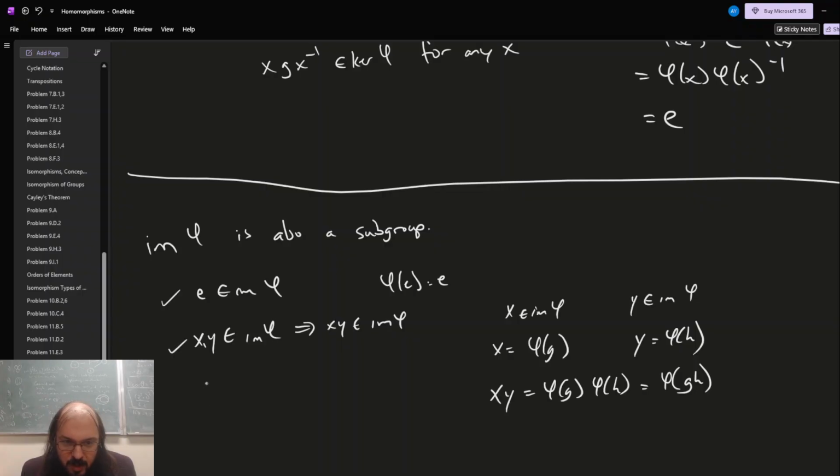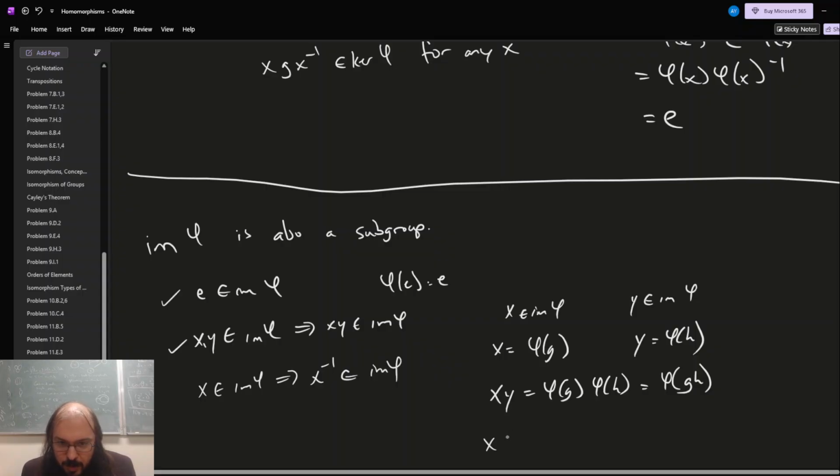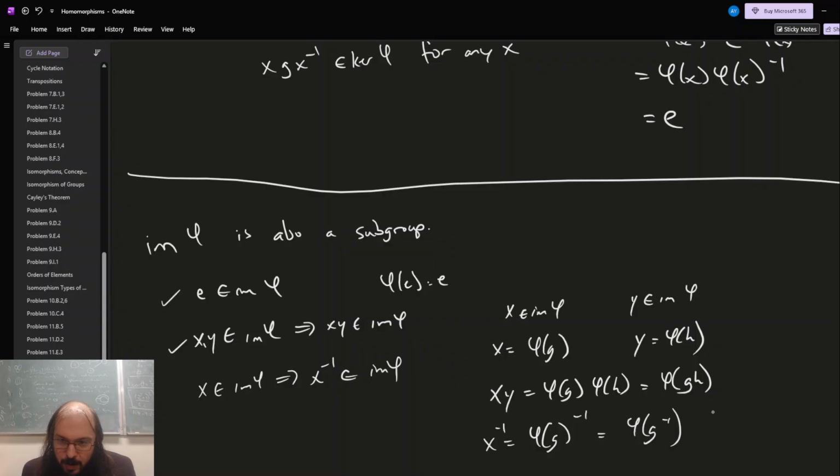Lastly, I need to prove that if x is in the image of phi, so is x inverse. But of course this is true because x equals phi of g, so x inverse is phi of g inverse, which is phi of g inverse, again by theorem 1. All right, and we have done it.